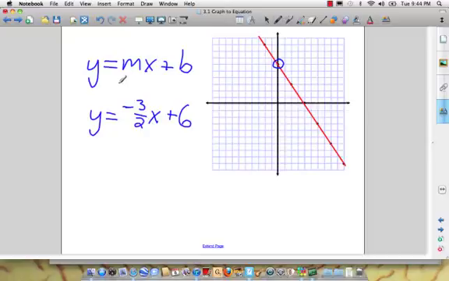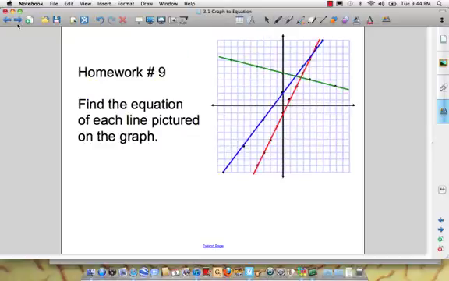Okay, so again, any line, you can find its equation by looking at the graph and noting its y-intercept, putting that right here for b, and then its slope by going from one point on the graph to another. For homework number 9, I've drawn 3 lines, a green one, a red one, and a blue one. Please go ahead and use the technique shown in the previous screen to find the equation of each of those lines. Please have that ready tomorrow.